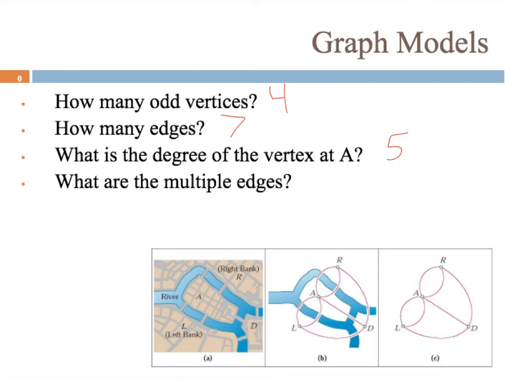And what are the multiple edges? So we have AL, AL, and we also have AR and AR. Those are two sets of multiple edges. And again, that's when vertices are connected directly with more than one edge.